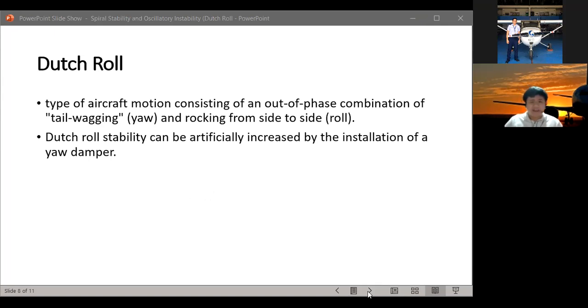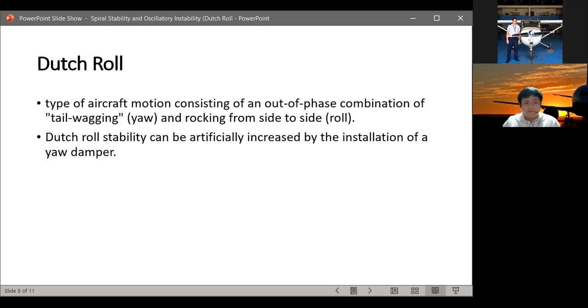In swept back wing aircraft, Dutch roll is solved by installing yaw dampers, which we'll be discussing, in a special purpose automatic pilot that damps out any yawing oscillations by applying rudder corrections.